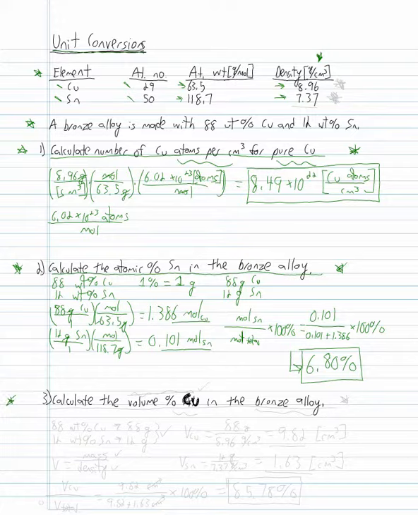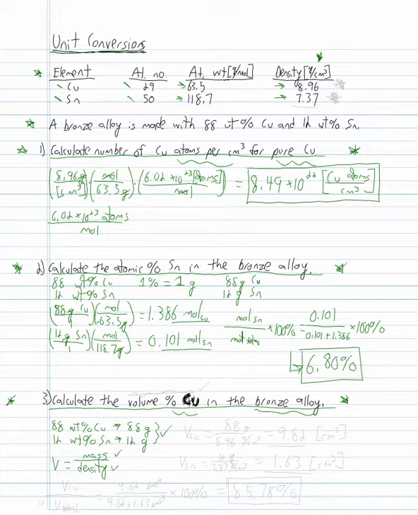Our final calculation is to calculate the volume percent copper in the bronze alloy. So what we need to find is copper, and it's for the bronze alloy, so we're going to use the same percentages. Just like before, we're going to associate 1% of each element with 1 gram. So if we have 88 weight percent copper, that's going to go to 88 grams, and 12% weight tin is going to go to 12 grams. We also know that volume is mass divided by density.